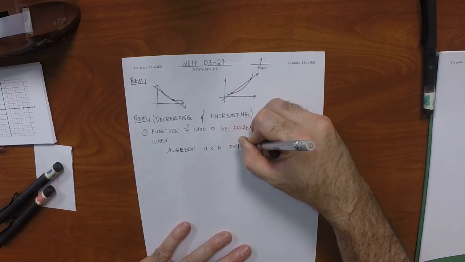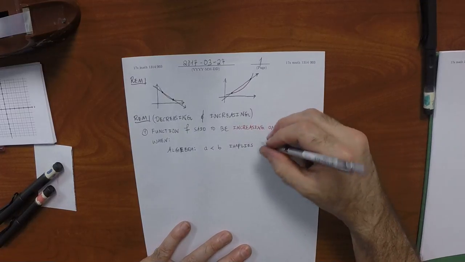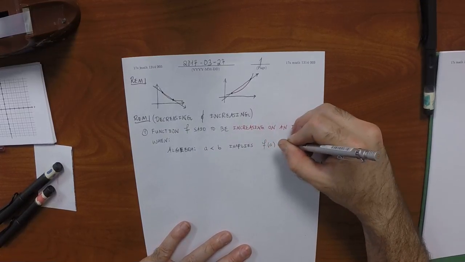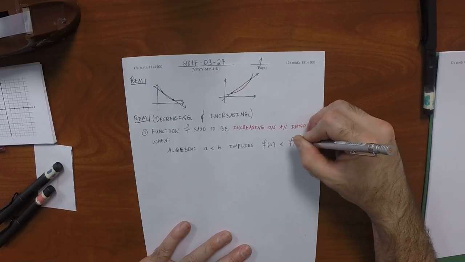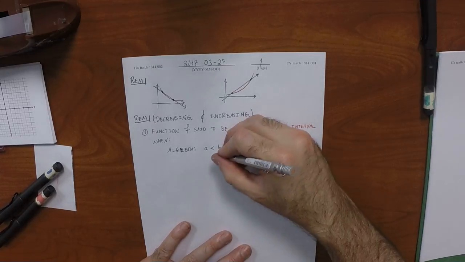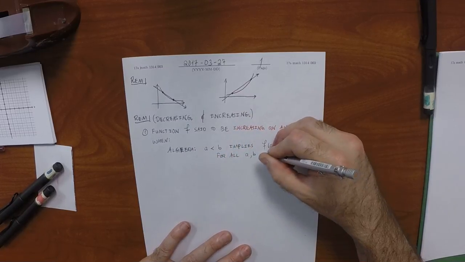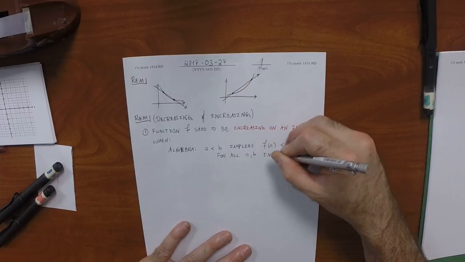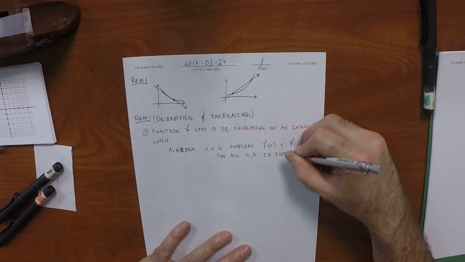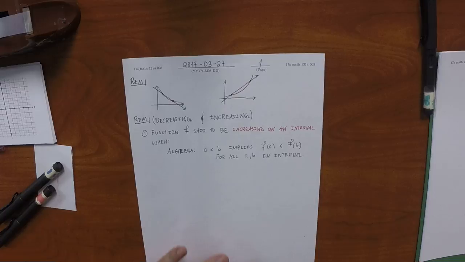implies f of a less than f of b for all a, b. Okay. So that's a suitably opaque math definition. So let's see if we can try and make it clear what it's saying.